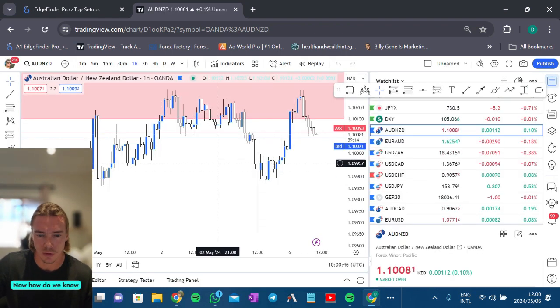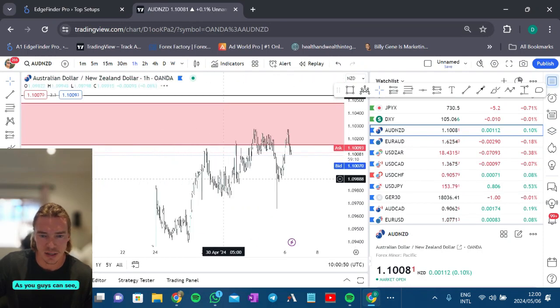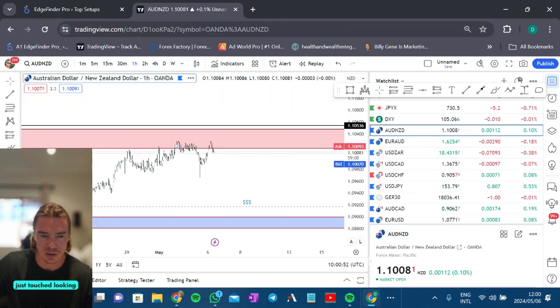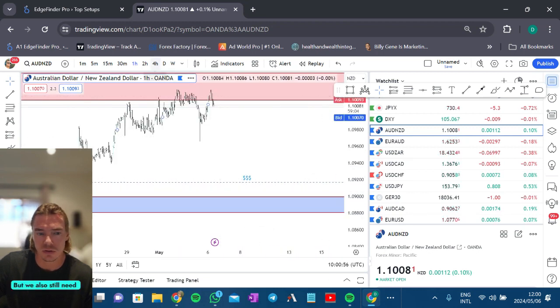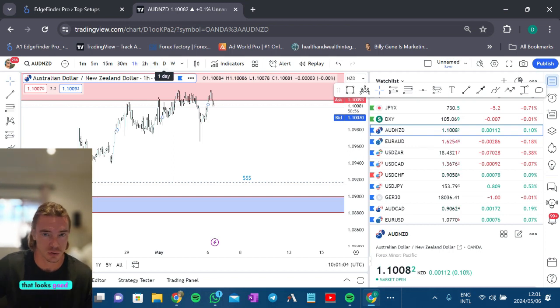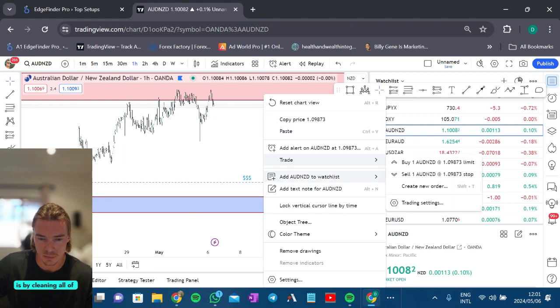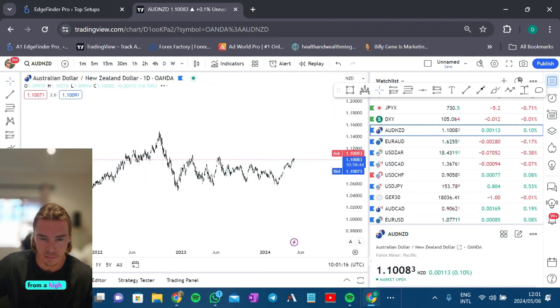Now, how do we know when the market is ready to sell off or anything like that? As you guys can see, I have an area here that it's just touched, looking pretty decent for a sell-off. But we also still need to make sure that, remember, we've just looked at economic data. So now what I want to do is see, is there a position in the market that looks good enough to buy from? And the only way I can do that is by cleaning all of this up. And let's go and look at it from a higher perspective.